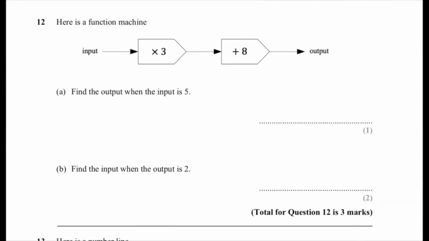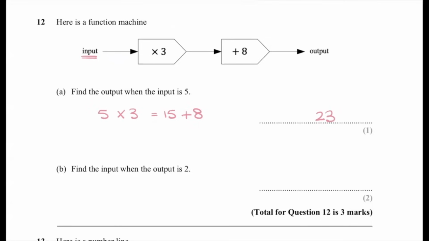Okay, we're being asked to find the output when the input is 5. So our input is at the beginning. So we've got 5 going in and it hits times by 3. So we do that, we've got 15. It then travels on and hits a +8. So we do that and we've got the answer 23.